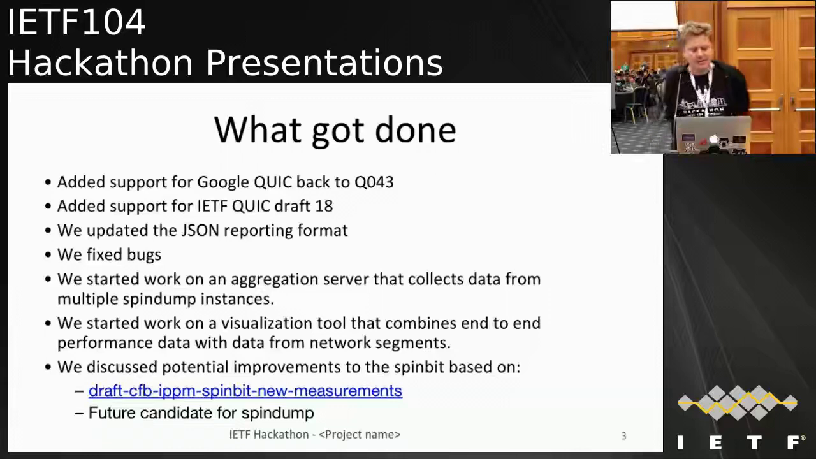So what did we get done this time? We added some more support for some more QUIC versions, like old Google QUIC versions and the new IETF draft 18 version. We updated some reporting formats, JSON-based, fixed a lot of bugs, and we've started to work on an aggregation server that takes data from multiple spin dump instances and collects them and provides some nice statistics. We're also working on a tool to visualize this, where we're combining measurements from different points in the network, and then we can show performance-related things from different segments of a network.